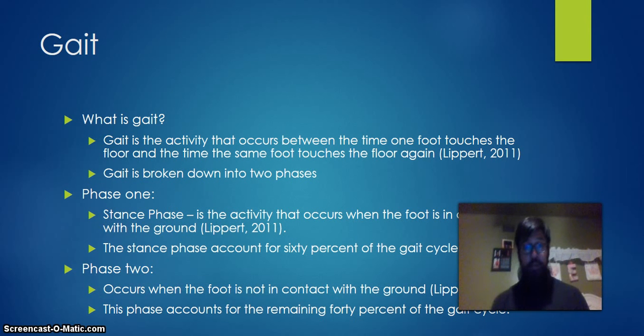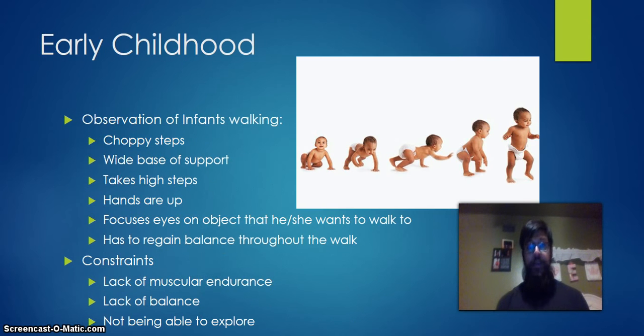To make it a little bit more simple, we have our stance phase, which takes up about 60% of our gait cycle, and this is anytime the foot is in contact with the floor. And the second phase is our swing phase. This is when basically our lead foot is in the air, like a mid-swing, stuff like that. And that takes up 40% of our gait cycle.